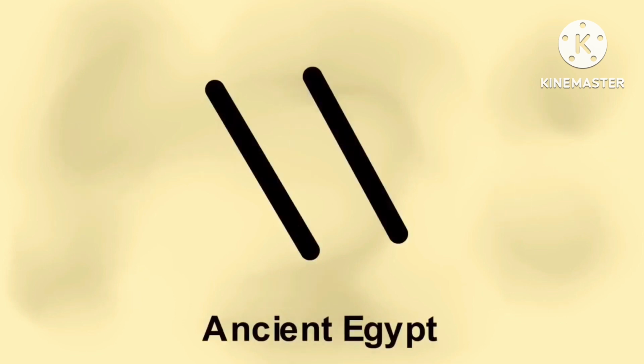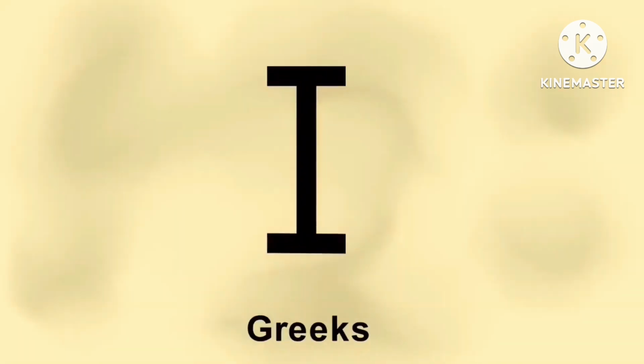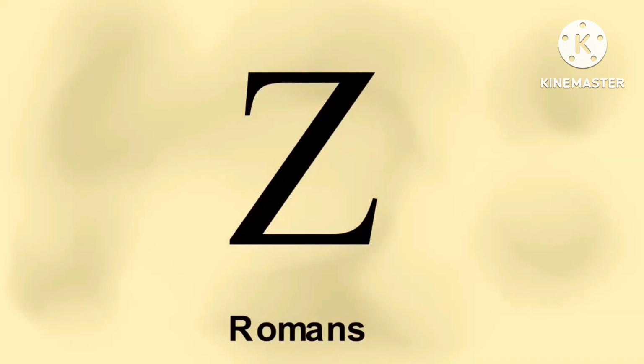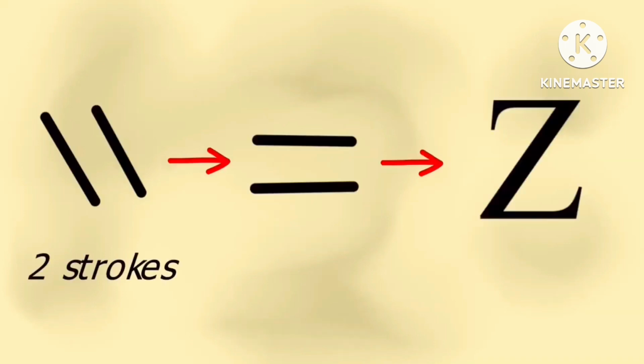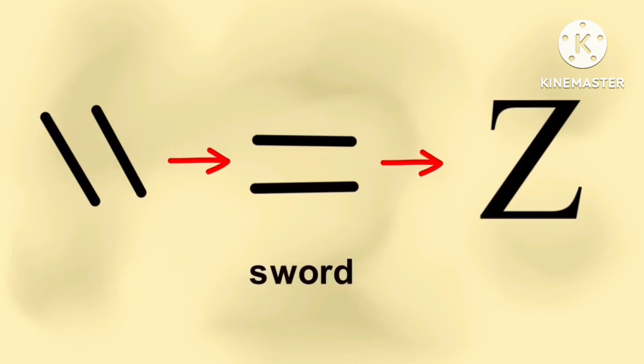This hieroglyph has no big meaning, it's just 2 lines. These 2 strokes were used to censor text, so when there were some dangerous words or forbidden words, instead of writing the name, they put these 2 strokes. So these 2 strokes were used for cutting the words. And then the Canaanites interpreted it as a sword, and sword was pronounced as Zain.